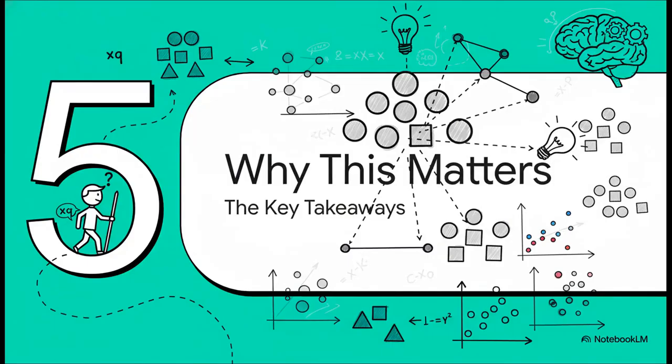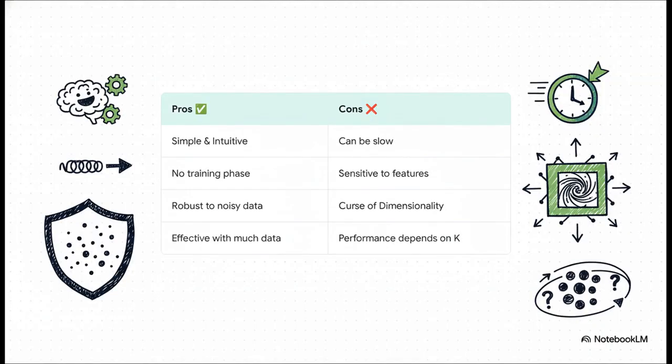All right, so we followed our little hero XQ on its big journey to find an identity. What's the point of all this? Why does this simple story actually matter in the big world of machine learning? Let's do a quick pros and cons list. On the pros side, KNN is incredibly simple to get your head around. It's a lazy learner, so you don't have a big, complicated training step, and it can actually handle noisy data pretty well. On the con side, though, it can be really slow when it's time to classify because it has to compare the new point to every single point it's ever seen. It's also really sensitive to features that don't matter, and of course, it suffers from that pesky curse of dimensionality we just talked about.